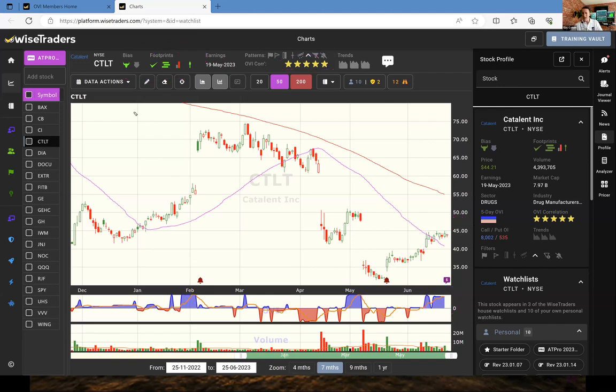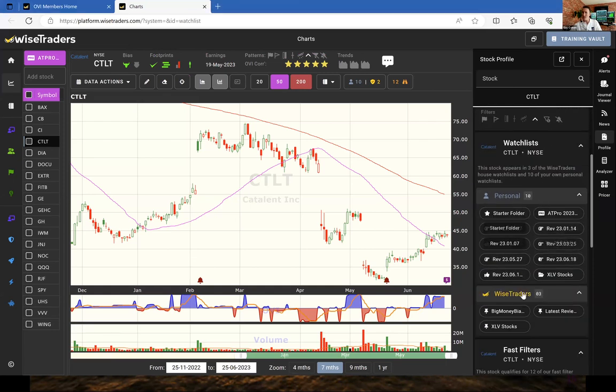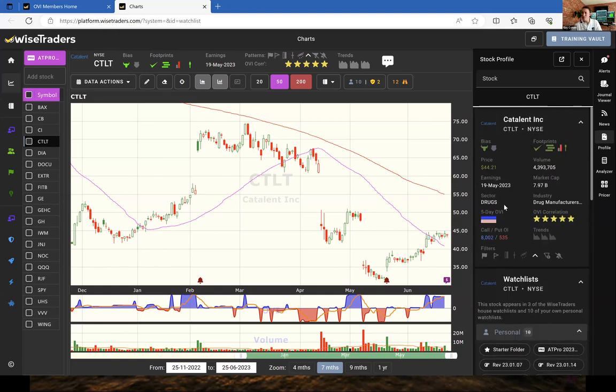So with that one, you can see which watch lists it's part of in my thing. There's my watch list, and this is our house watch list in there as well. So, pretty interesting. Who would say that one might be interesting if it pops to the upside? Anyone? Let's have a look. So it's got to pop to the upside.